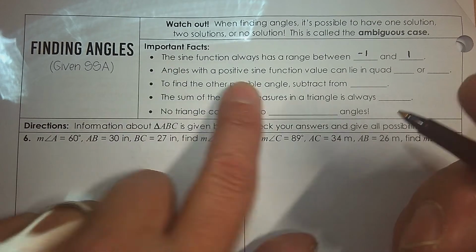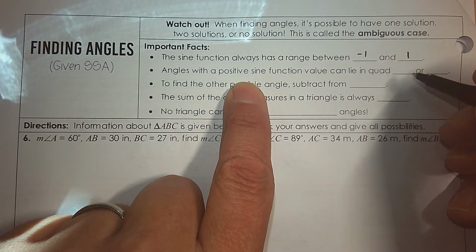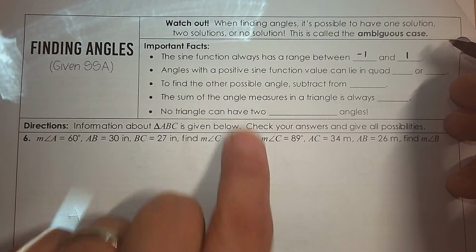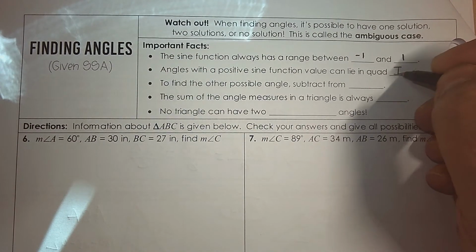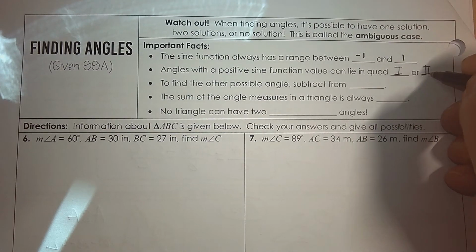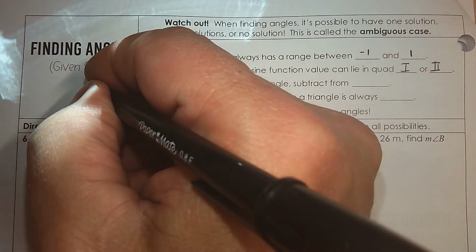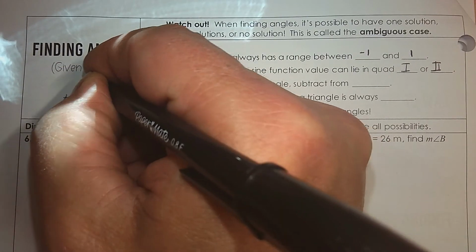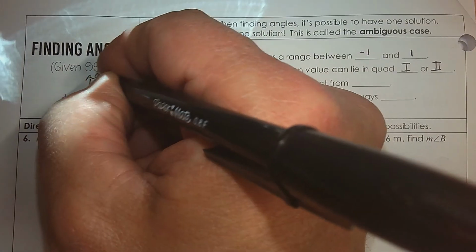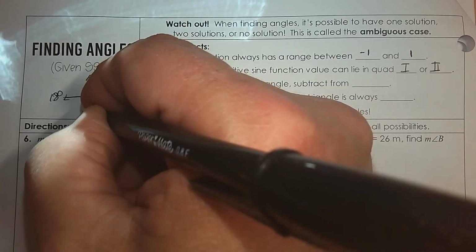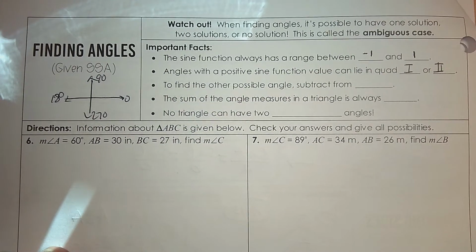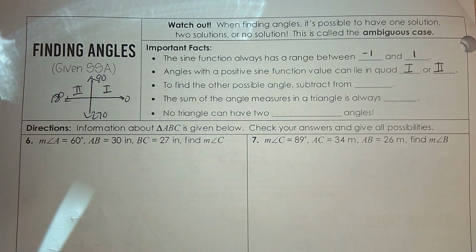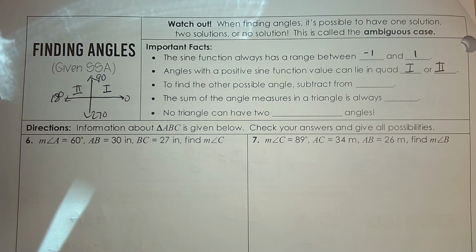Angles with a positive sine function, that's between 0 and 1, are in quadrant 1 or quadrant 2. So if you need a reminder of quadrant 1 and quadrant 2, in quadrant 1 and quadrant 2, it goes from 0 to 180.